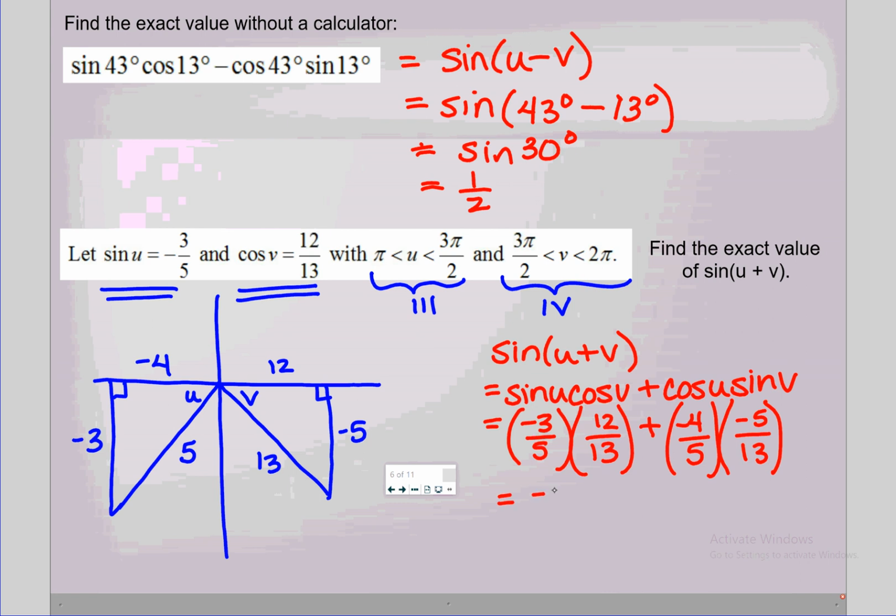Multiply them together. The first fraction will give me negative 36/65. My second fraction will give me 20/65. And when I add them together, my final answer will be negative 16/65. If you give a decimal answer for anything in this section, it is wrong. There should be no decimals. Things are coming from our unit circle or from a triangle. If you're missing information, you need to draw the triangle.